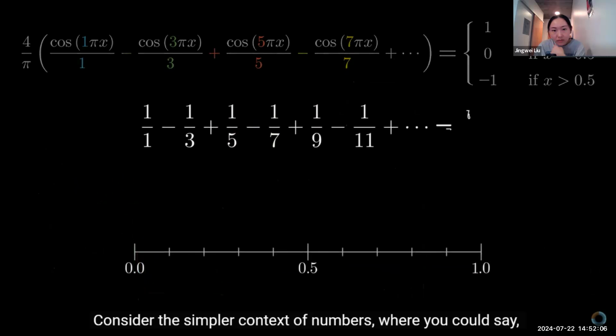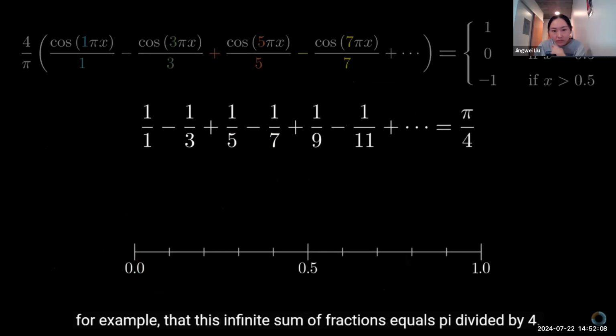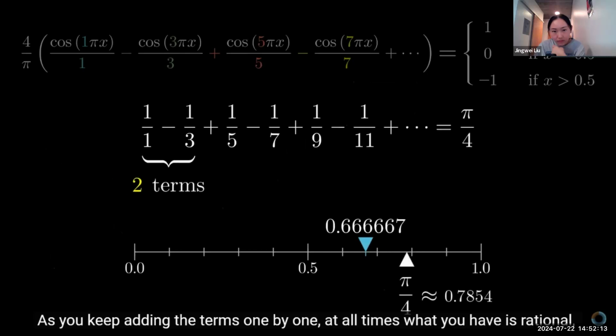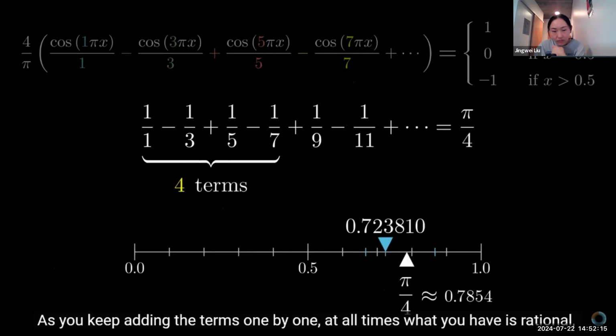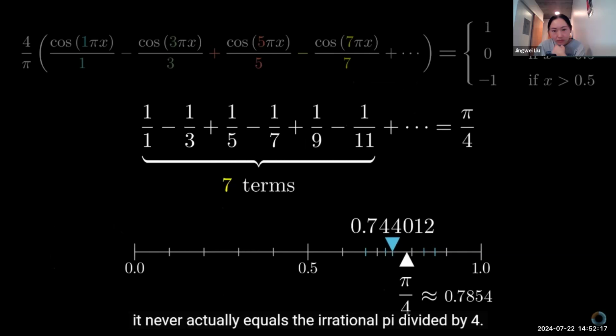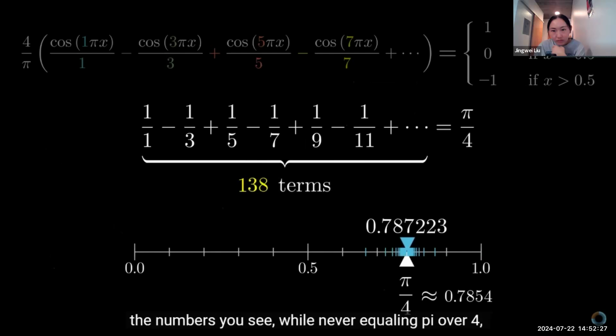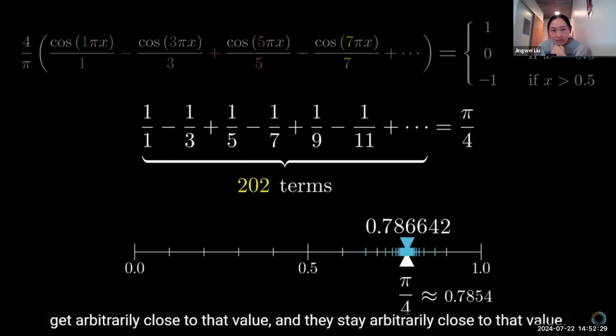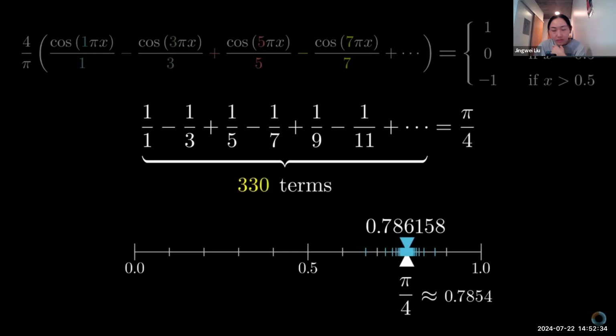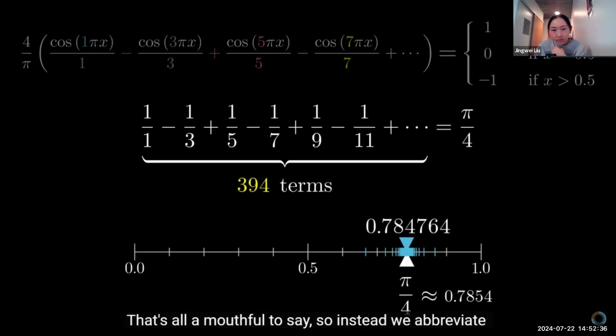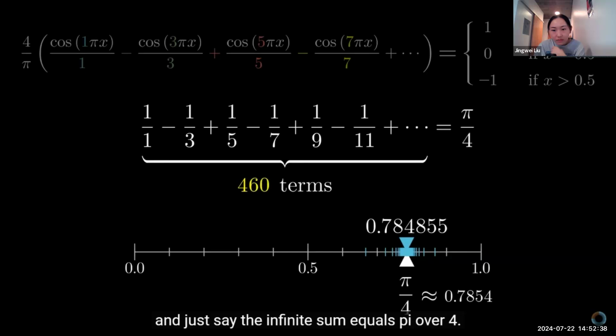Consider the simpler context of numbers, where you could say, for example, that this infinite sum of fractions equals pi divided by 4. As you keep adding the terms one by one, at all times what you have is rational. It never actually equals the irrational pi divided by 4. But this sequence of partial sums approaches pi over 4, which is to say, the numbers you see, while never equaling pi over 4, get arbitrarily close to that value, and they stay arbitrarily close to that value. That's all a mouthful to say, so instead we abbreviate and just say the infinite sum equals pi over 4.